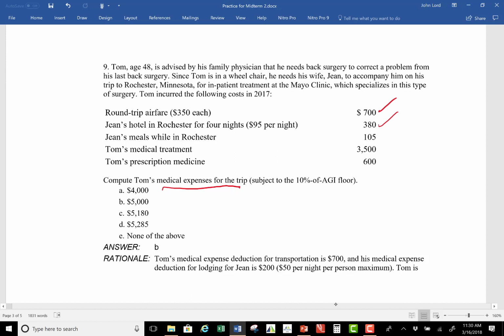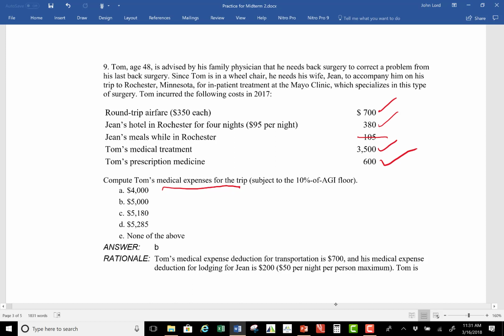Jean's meals while in Rochester? No. There is no provision for board, for sustenance. There is no provision for that, so they're not going to include that. Okay. Tom's medical treatment? Obviously, yes. Tom's prescription medicine? Obviously, yes, right?